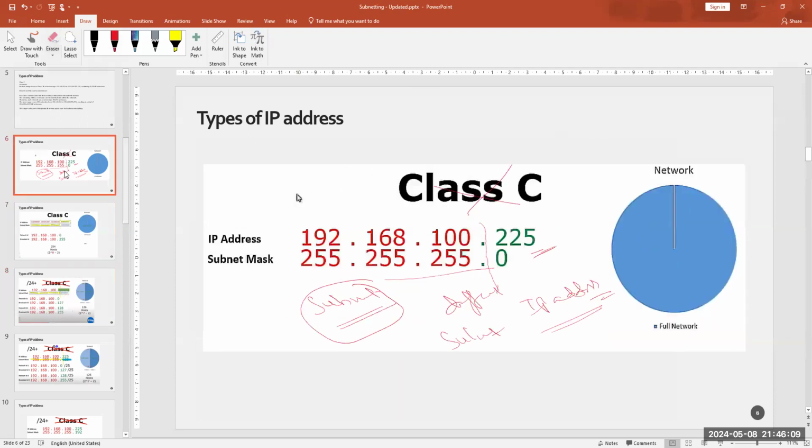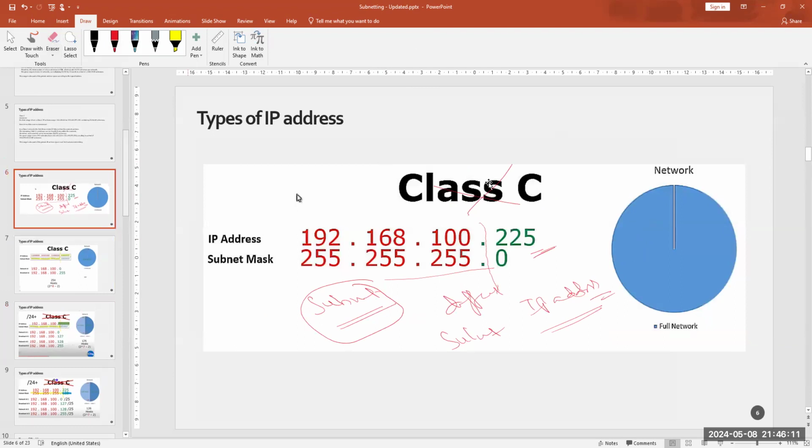So now, what is our main task to do over here? These are our IP addresses, 192.100.125, and this is our IP address. How many subnets can I create for this IP address? This is the requirement.